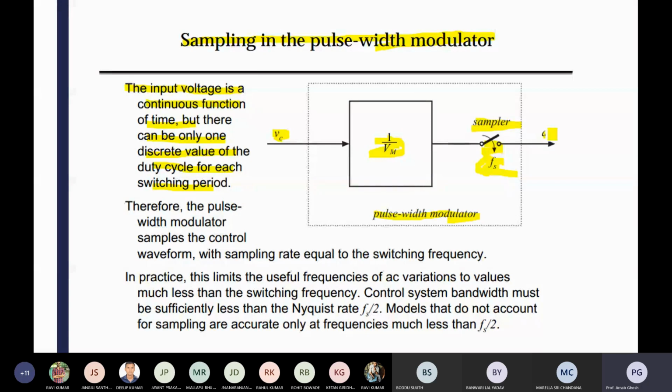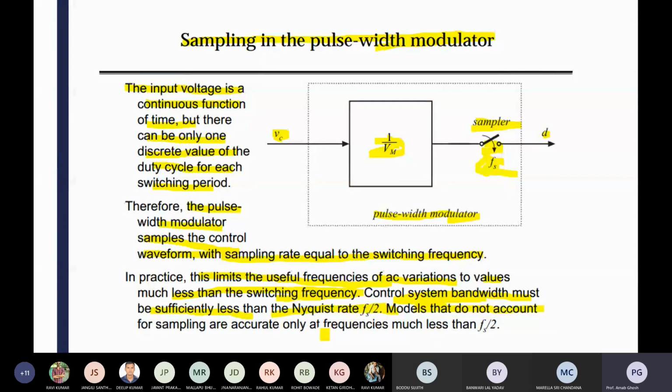Therefore the pulse width modulation samples the control waveform with a sampling rate equal to the switching frequency. So the consideration is that the sampler frequency should be similar to your switching frequency. In practice, this limits the useful frequency of AC variation to values much less than the switching frequency, the control system bandwidth. You know the concept of the bilinear transformation, the bilinear theorems. So it's not directly Shannon's theorem. Shannon's law says the frequency should satisfy the Nyquist rate, Fs by 2.